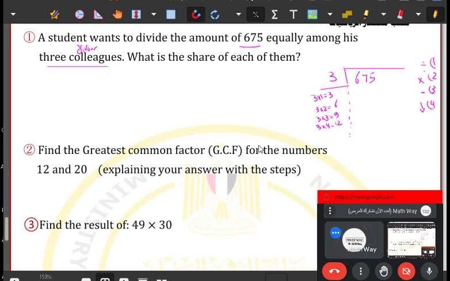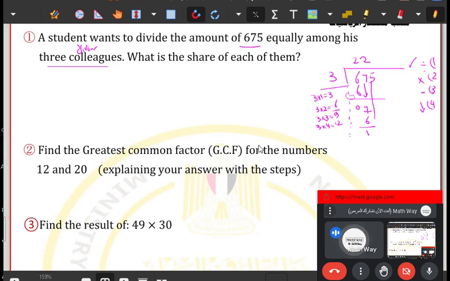Now divide 6 by 3, which is going to be 2. After division it's multiplication. 2 by 3 is going to be 6. Now subtract. 6 minus 6 is 0. Now drop down the 7. As you know, 7 is between 6 and 9, so between 2 and 3, so we'll take 2 again. 2 by 3 is going to be 6. Now subtract, it's going to be 1.